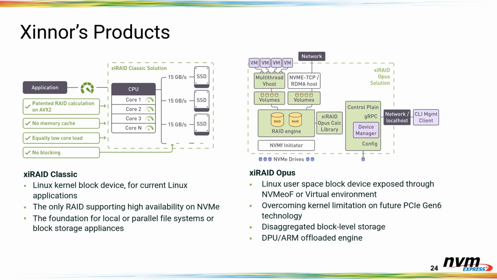We have basically two versions of our software, one in kernel space and one in user space. These two versions cover different use cases. The kernel space version is more of a foundation for file systems, especially a parallel file system on top of our solution. The user space version is more related to NVMe over Fabrics use cases.